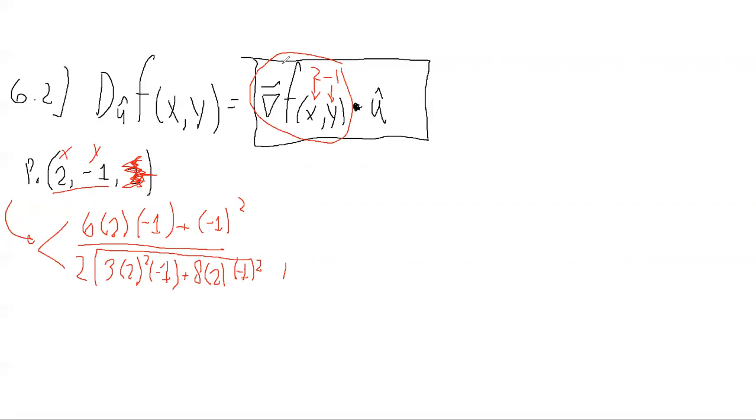Okay, so this is your f of x value, and I'm going to do the f of y value in a different color so it doesn't look all jumbled up. Remember, the f of y value is 3x squared plus 16xy over 2 times the square root of 3x squared y plus 8xy squared. So this is going to be 3 times 2 squared plus 16 times 2 times -1, over 2, and then the square root of 3 times 2.